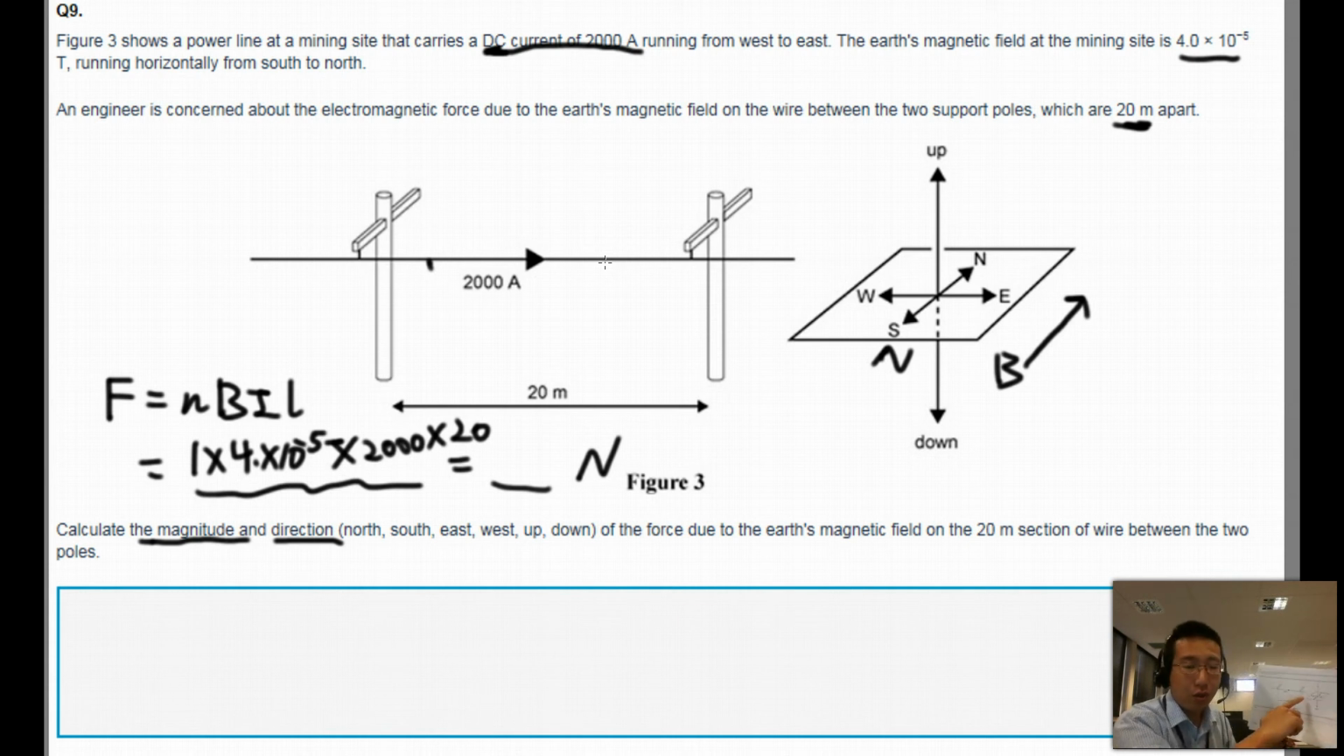So let's use our right hand rule. Magnetic field goes into the page, current to the right. You can see the current goes to the right, my palm facing upwards. The force goes up.